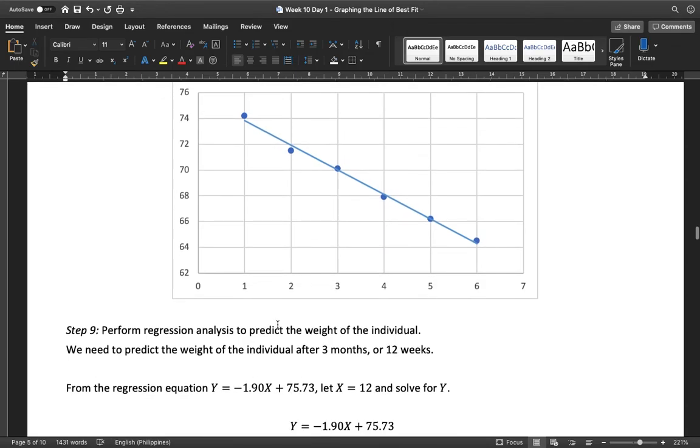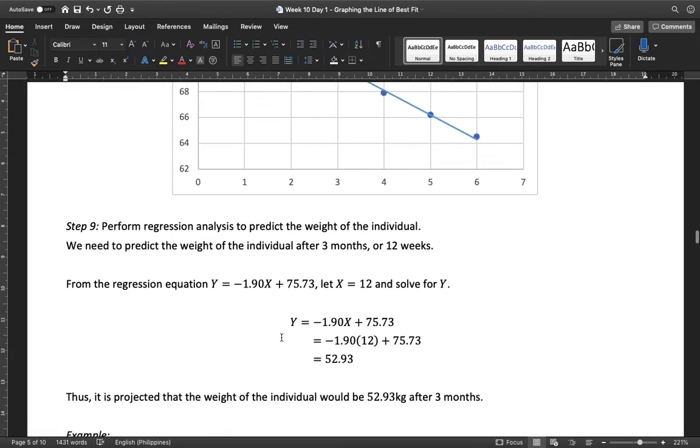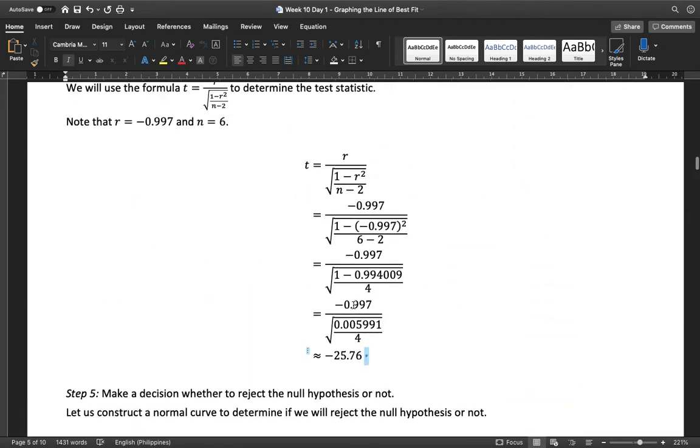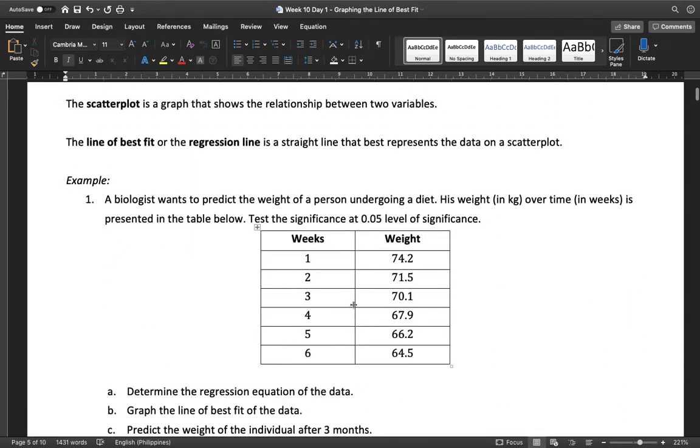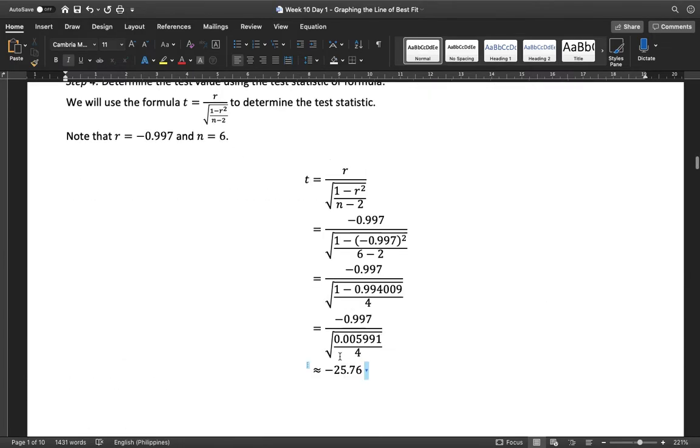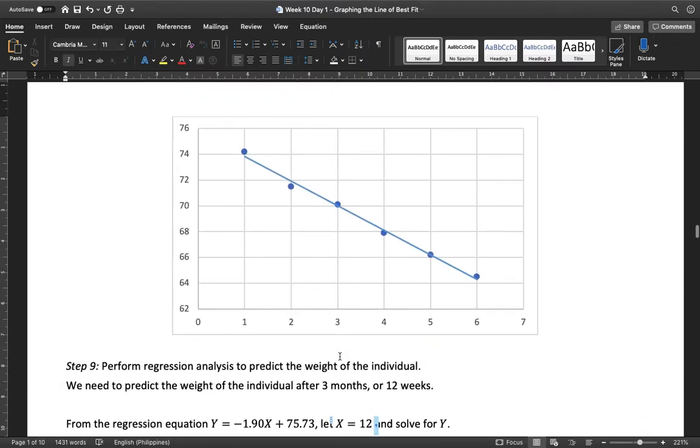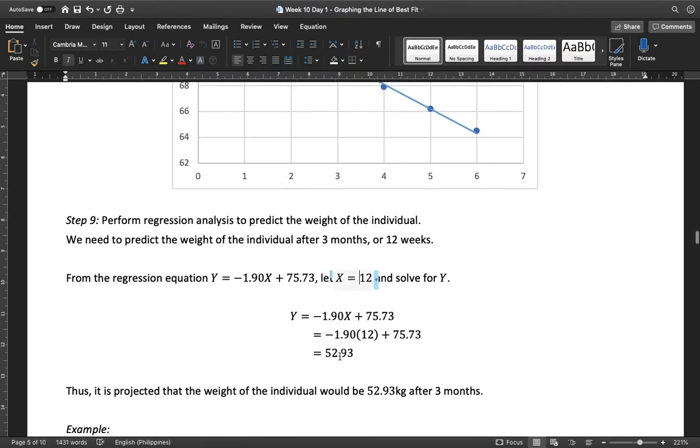So, predict natin, ano ba yung weight ng individual after 3 months? So, let x be 3 ba tayo? Hindi po. Let x be equal to 12. Kasi yung x natin, it is the weight after some weeks. So, kung gusto natin malaman is after 3 months, let x be equal to 12.